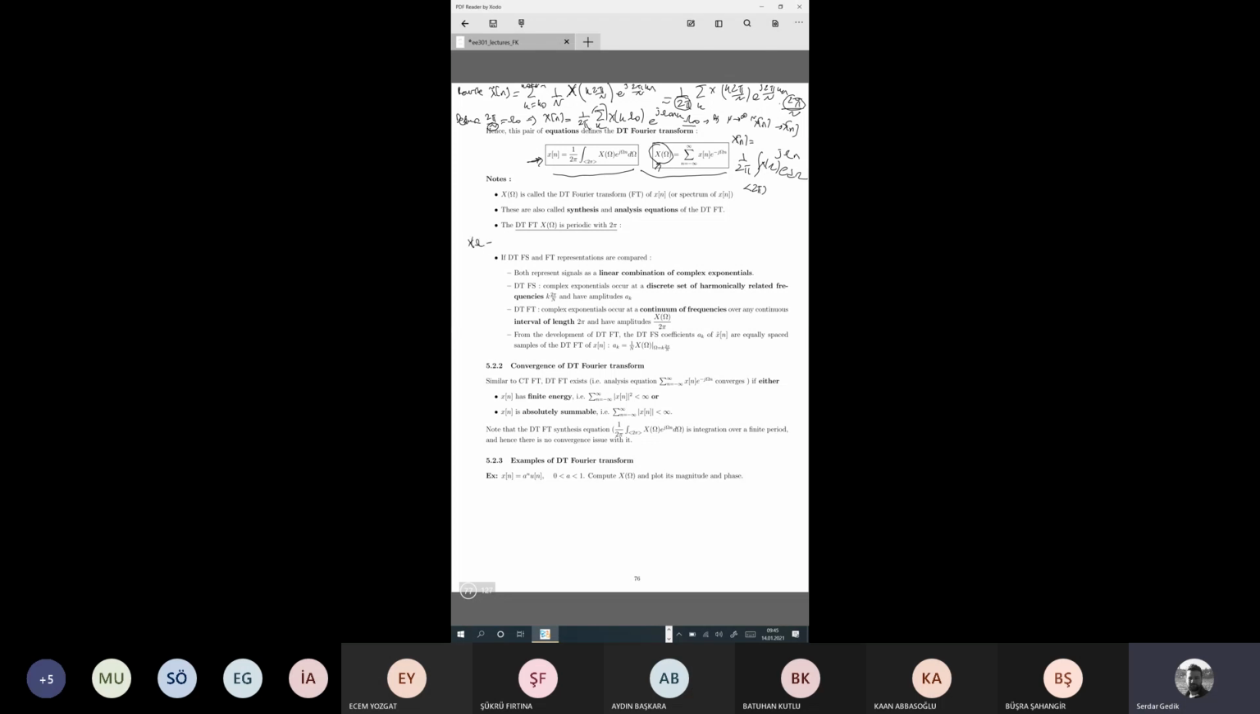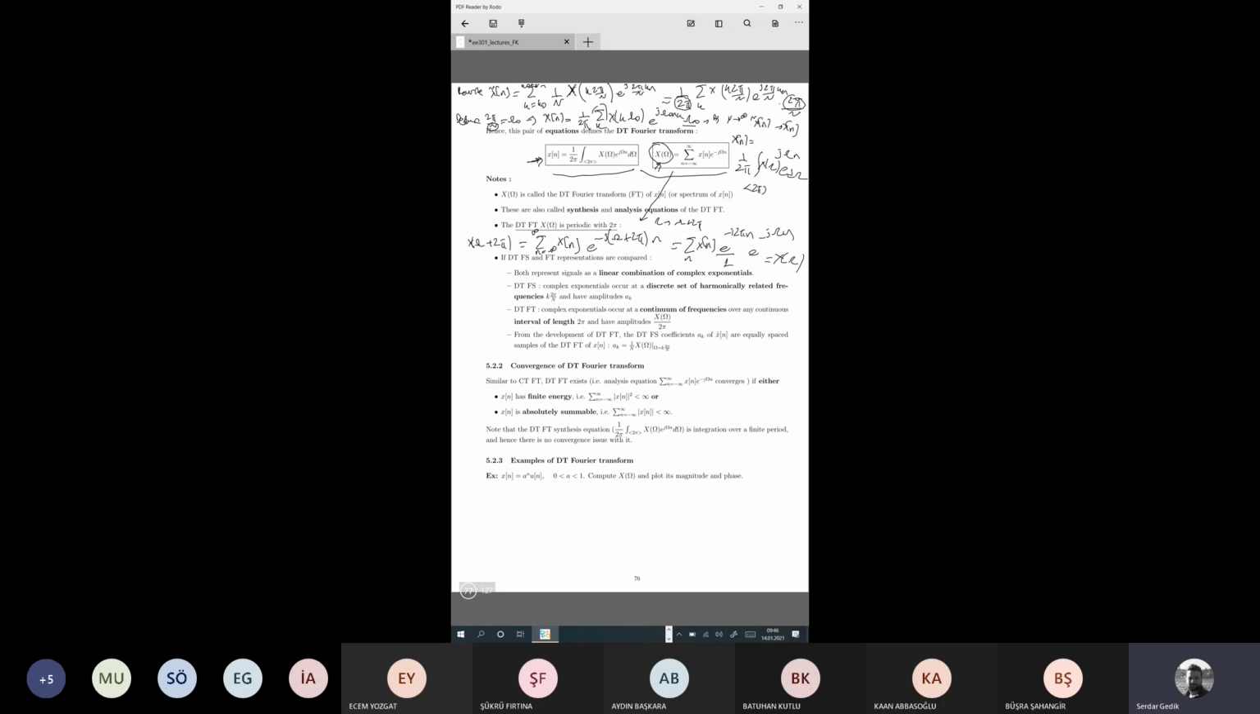So let's calculate X of omega plus 2 pi. What is this? Summation n from minus infinity to plus infinity of x of n e to the power minus j (omega plus 2 pi) n. I'm just using this equation and putting omega plus 2 pi for omega. So this is equal to summation over n of x of n e to the power minus j 2 pi n times e to the power minus j omega n. Of course, e to the power minus j 2 pi n is equal to 1, so this is equal to X of omega. So X of omega is periodic with 2 pi.